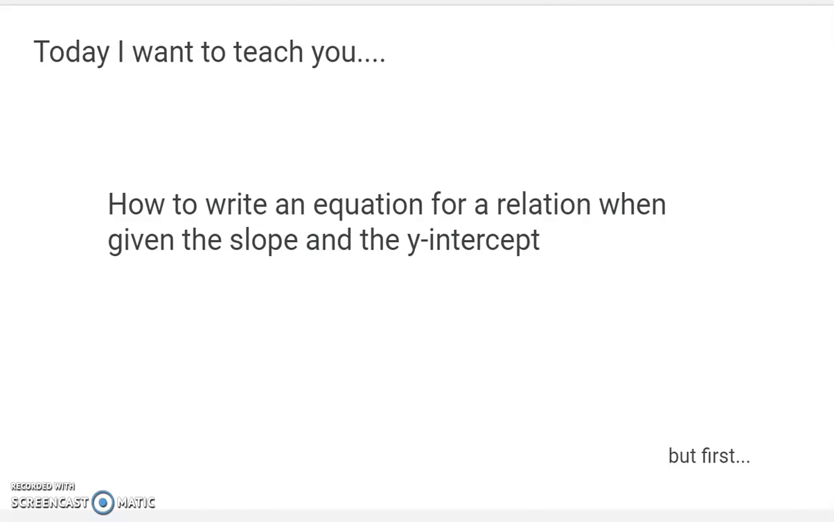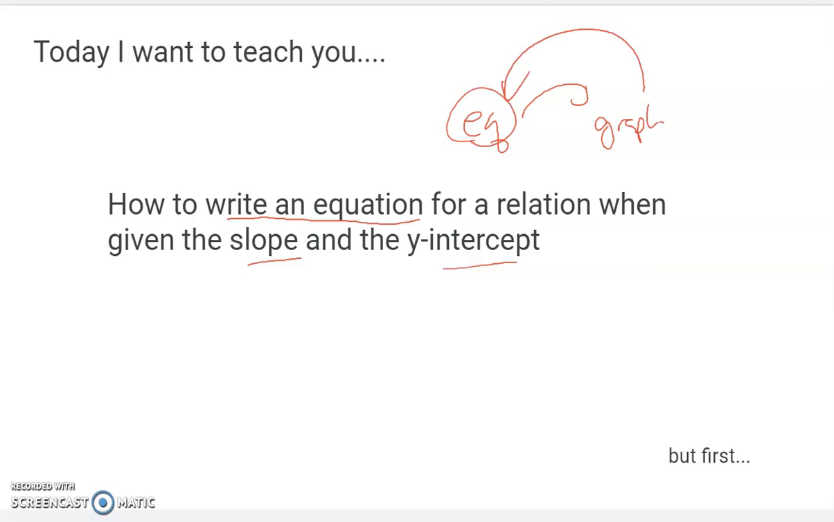Today I want to teach you how to write an equation for a relation, when given the slope and the y-intercept. Backwards from what we've been doing before, I've always given you the equation, we made the graph, or we made the ordered pairs. I'm going to go this way today. Write the equation. So make that the title on the next free page in that math notebook.